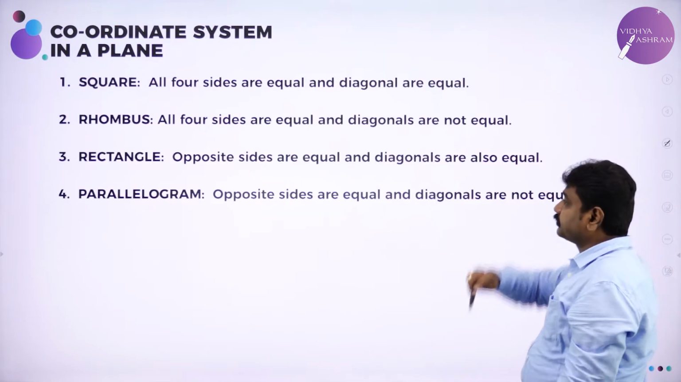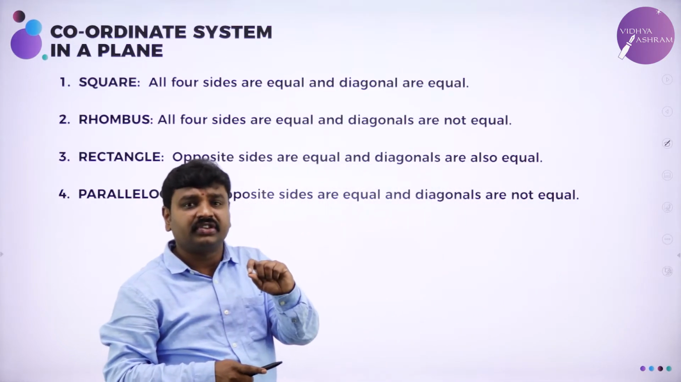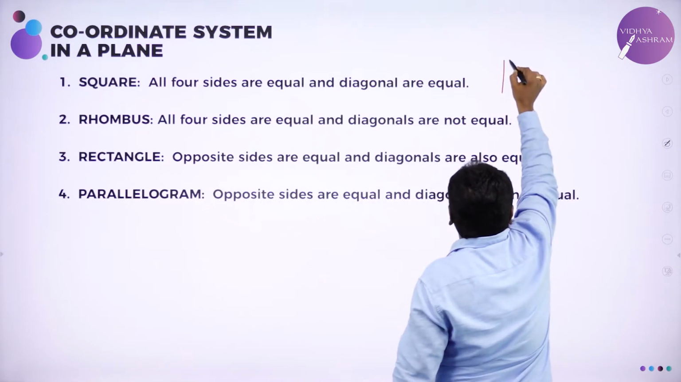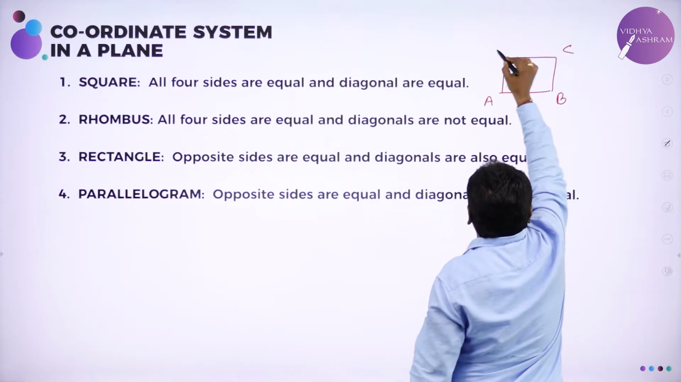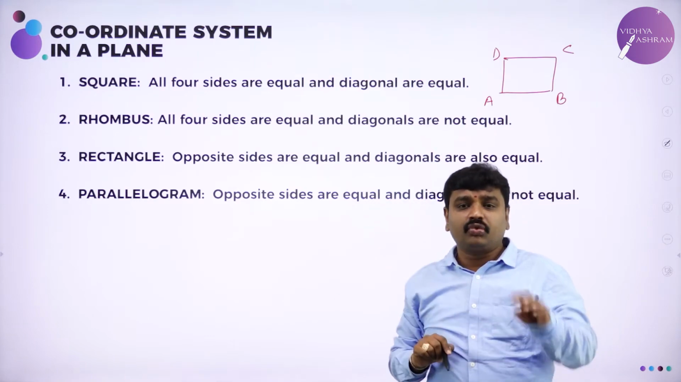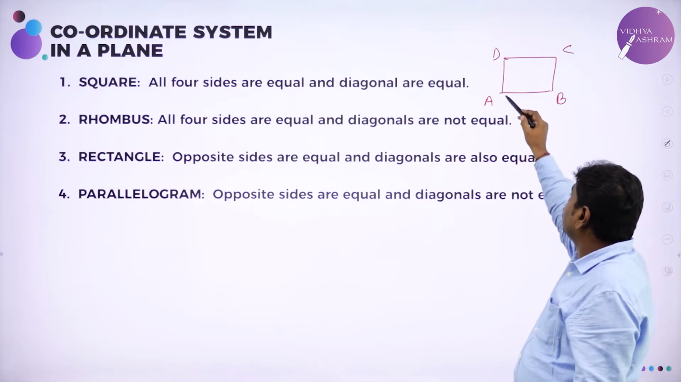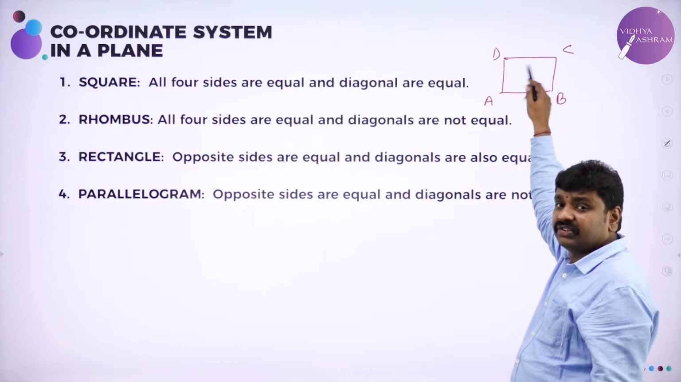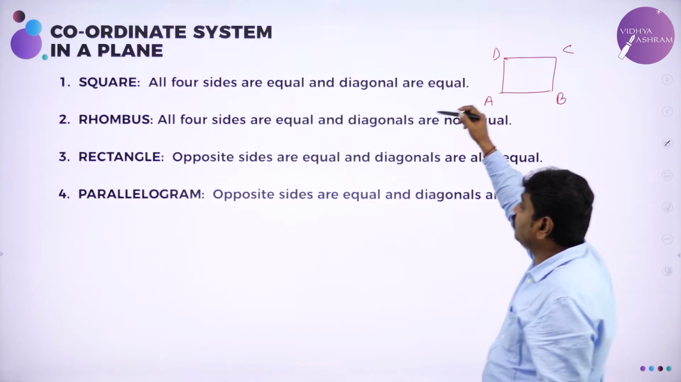Next, see, all of you know basic geometry. Square. Square means what? All 4 sides are equal and diagonals are also equal. So I'll draw a square. Square means a 4-sided polygon. All of you know what polygon means? Square is a quadrilateral. Quadrilateral means a 4-sided closed geometrical figure. It's a polygon. Polygon means made up of straight lines, a closed figure. It's a polygon.